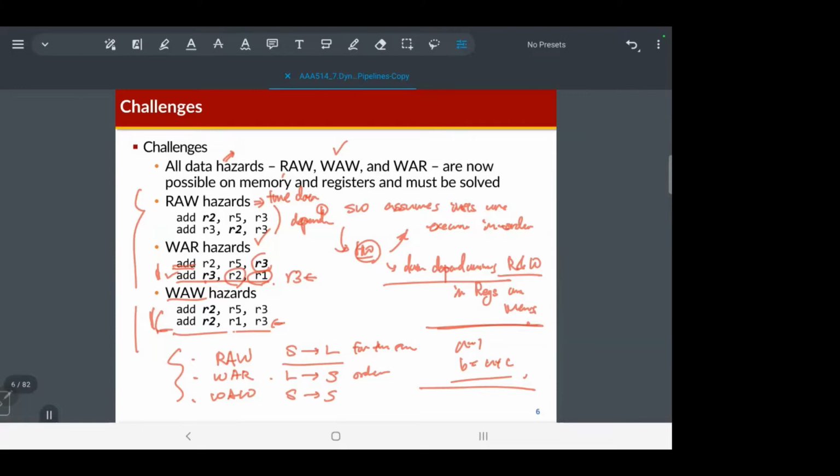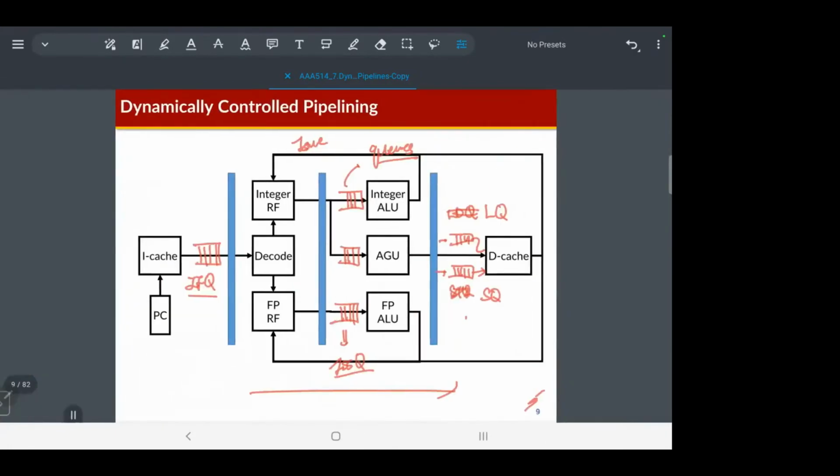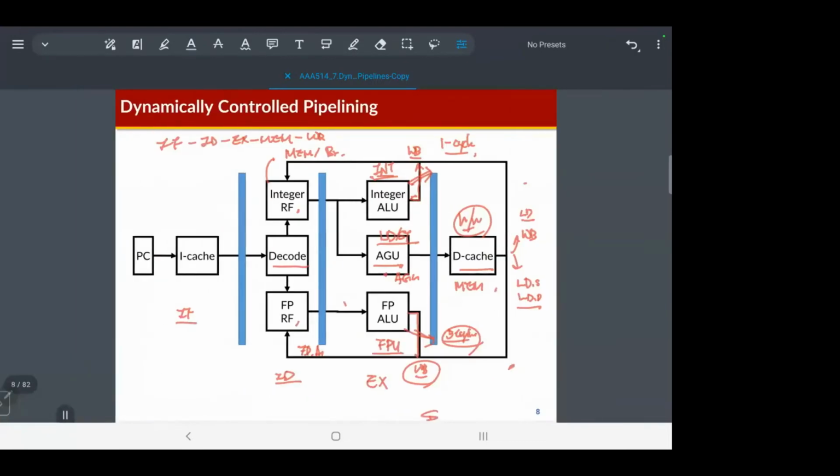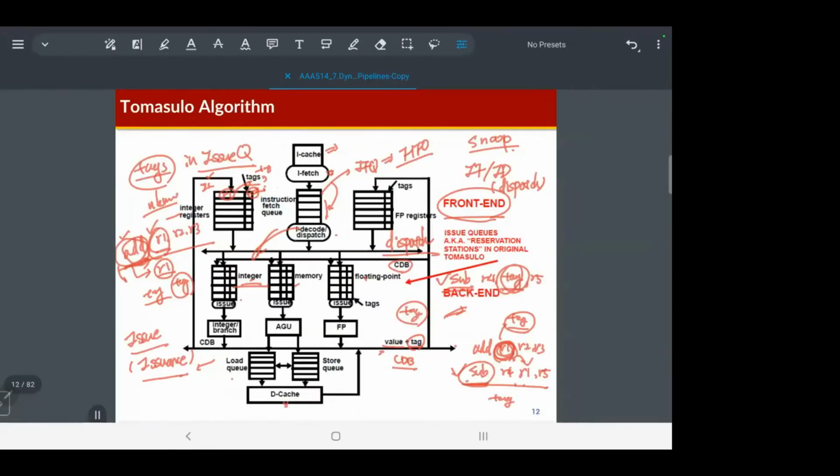We need to consider the 3 types of data hazard: RAW hazard, WAR hazard, and WAW hazard. And I also explained how we can develop the Tomasulo algorithm. This Tomasulo algorithm is the baseline algorithm that implements the out-of-order processor architecture. This architecture has been developed from the static pipeline architecture. The Tomasulo algorithm is composed of a front-end part and a back-end part. The front-end part prepares the instructions to be executed by the execution engine, and the back-end part actually executes the instructions which are ready for execution.